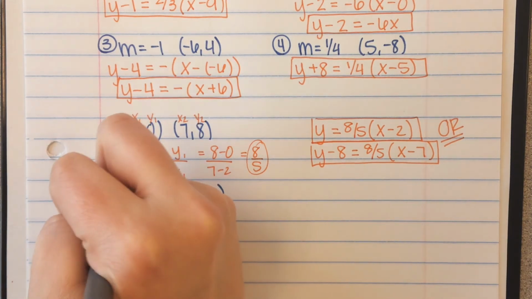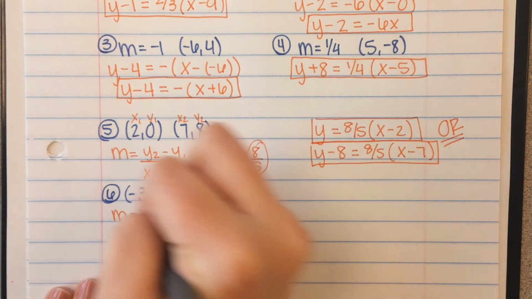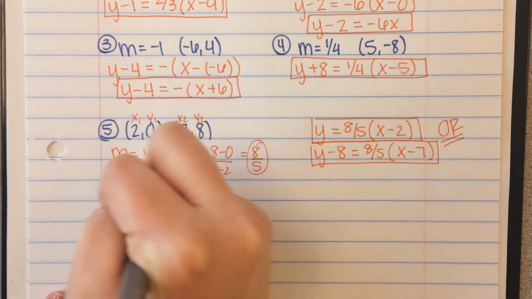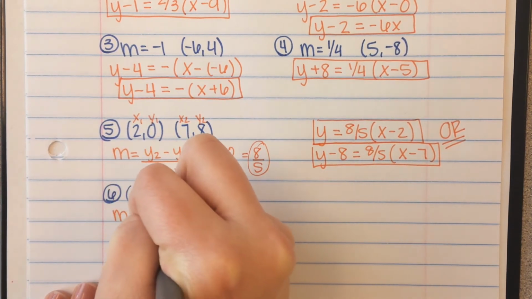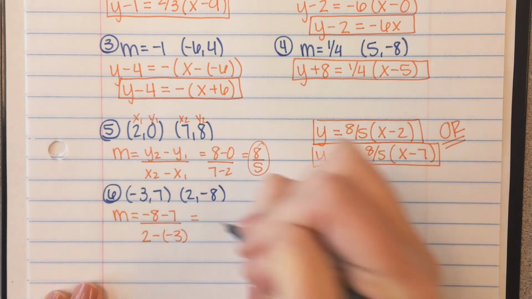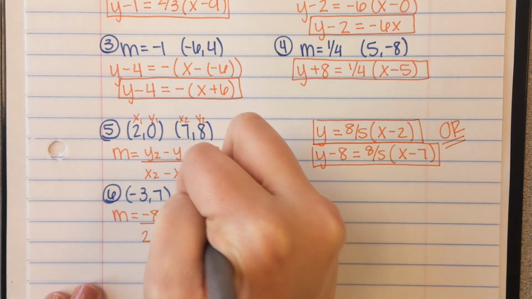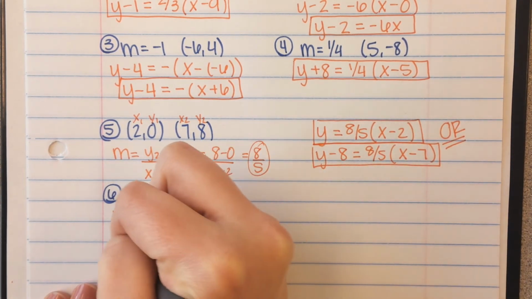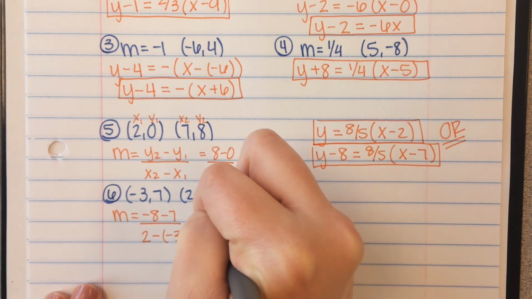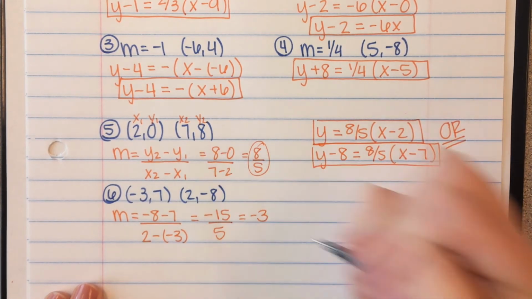Okay, let's check it. So first let's find our slope. So negative 8 minus 7 over 2 minus a negative 3. I know negative 8 minus 7 is negative 15. 2 minus a negative 3 is 5. That simplifies to negative 3.